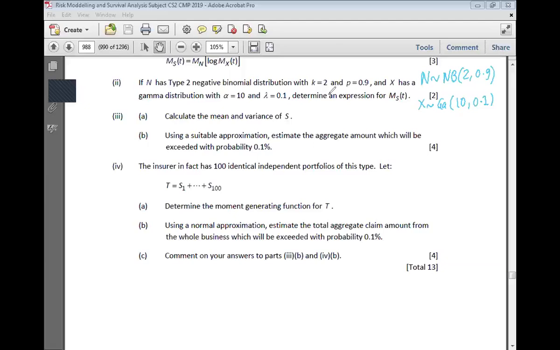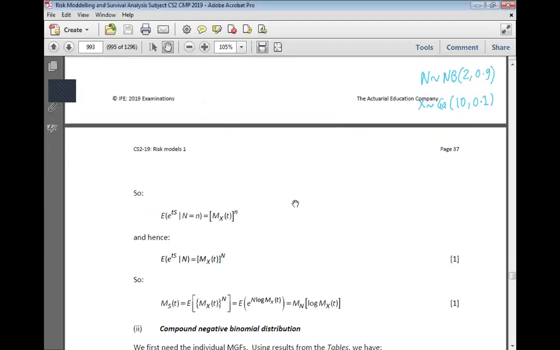Ma'am, I'm having trouble finding out the MS(t). Can you please help me? So what have you tried up until now? Since MS(t) is the formula MN of log of MX(t), I found out the MN(t) and MX(t) individually. Yeah. So let us try to do it on the board now. For everyone else as well, to whom I have mentioned some corrections on WhatsApp, do have a look on the board right now.